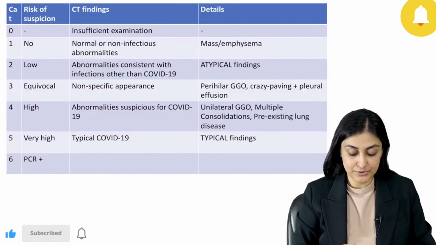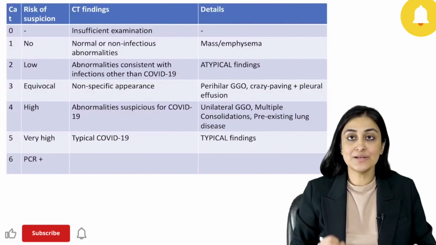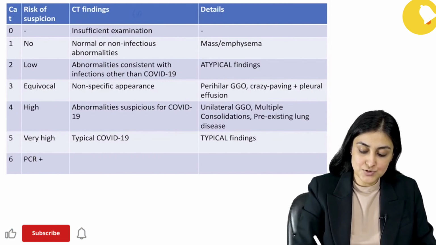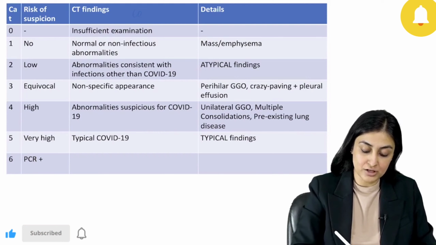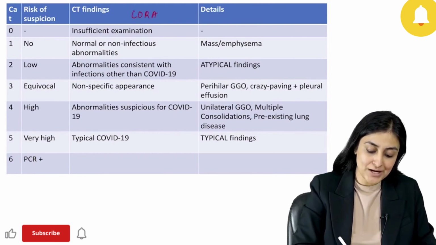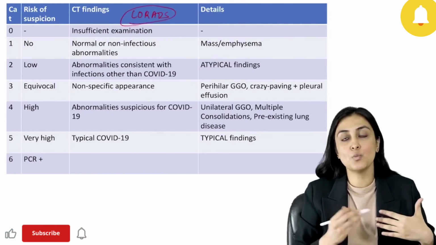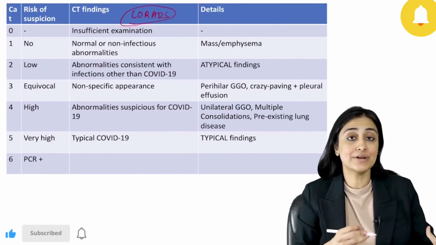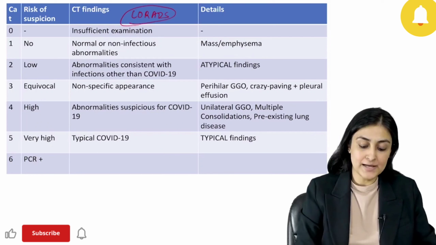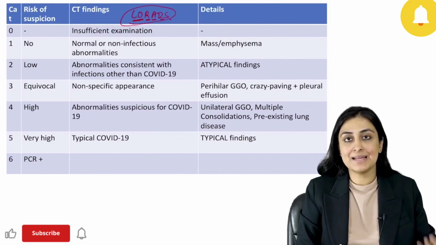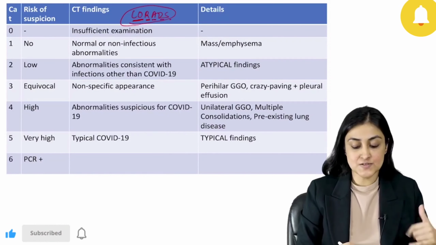Alright, so just to summarize, when we talk about COVID, we represent it as a score which is called the CORAD score. Right, you all have heard of it. It is called the CORAD score, which determines the risk of suspicion. How much is my suspicion that these lung findings are COVID changes? Okay, so COVID reporting and data system, just like we have BIRADS, TIRADS, LIRADS, this is CORADS.